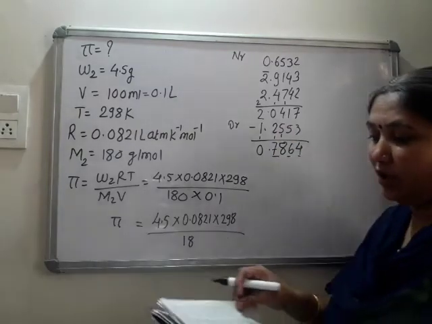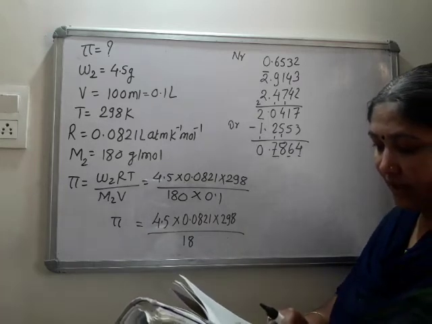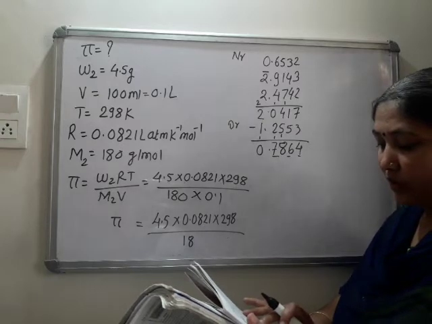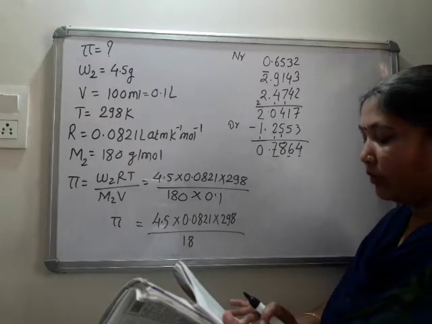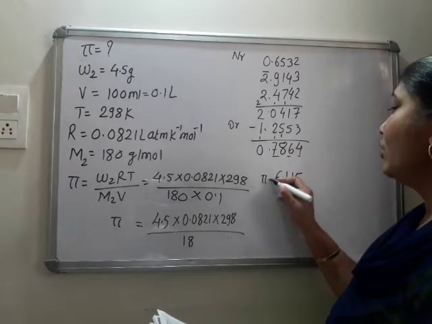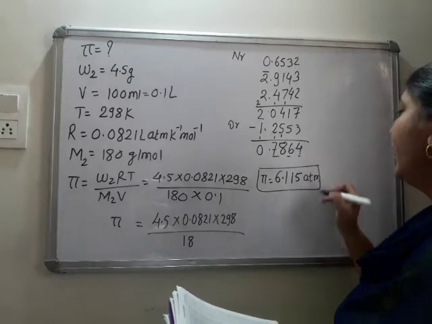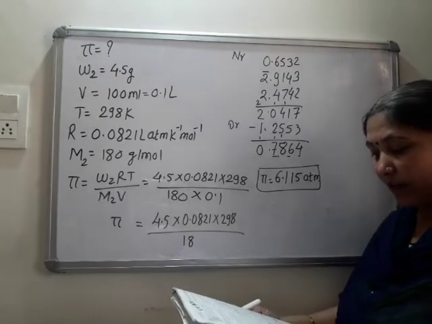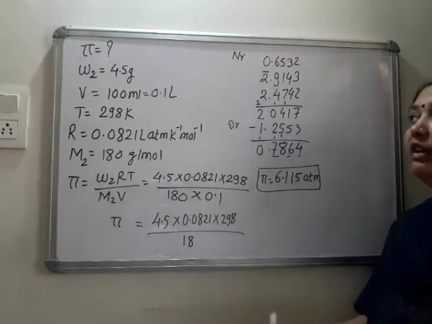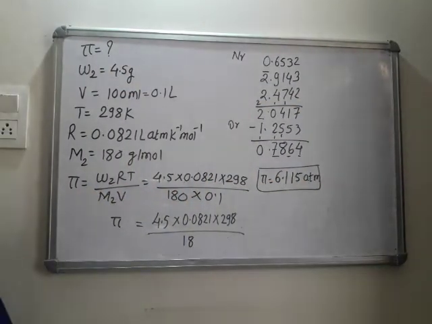0.7864. Where to say its antilog? 7864. The antilog is 6115. Characteristic is 0, so pi is equal to 6.115 atmosphere. Unit is atmosphere. Yes, answer is 6.115 atmosphere. Complete this.